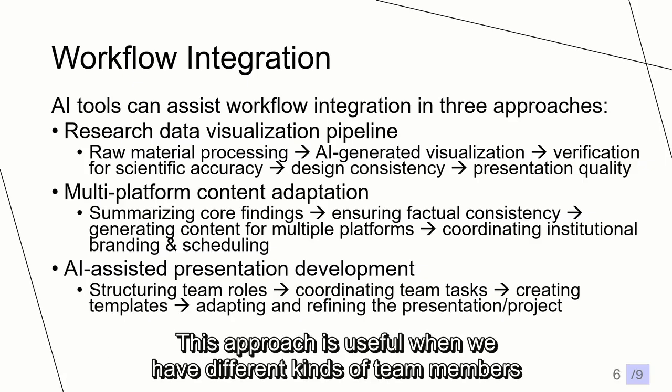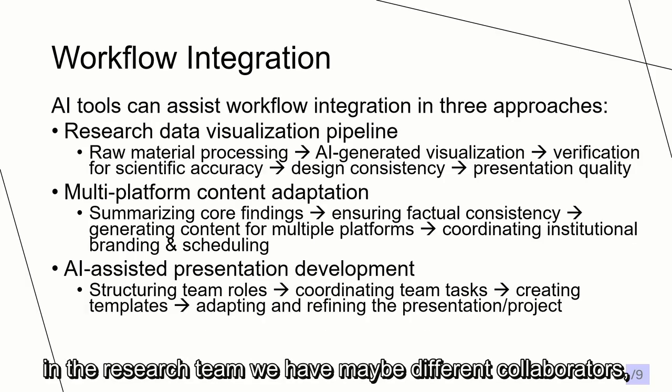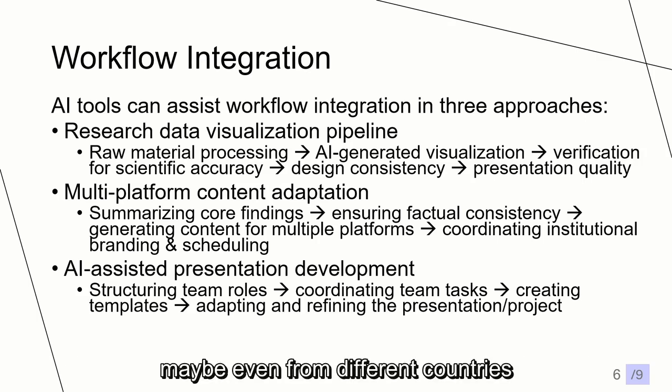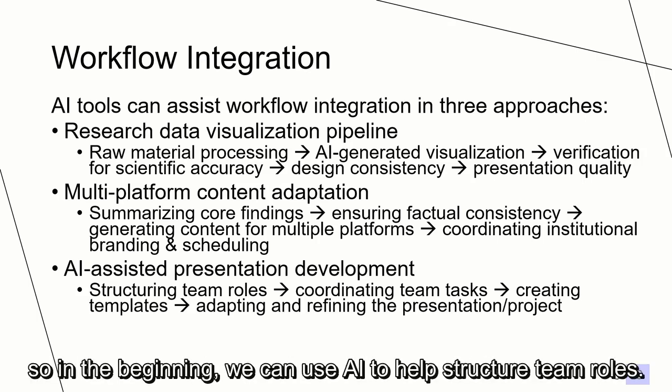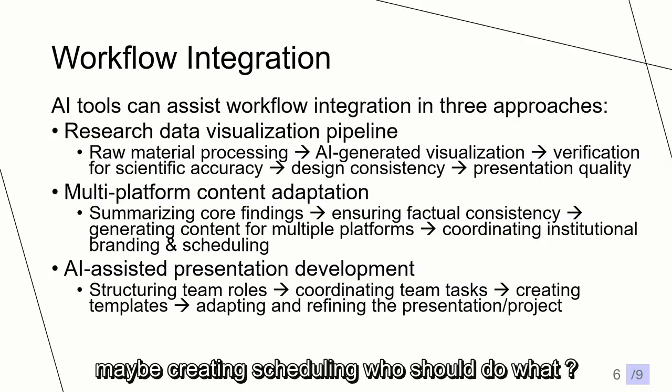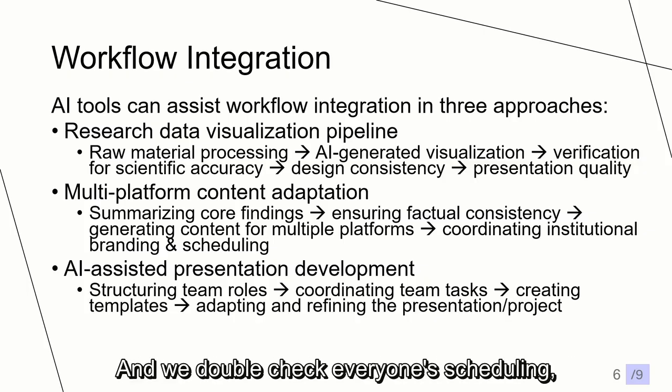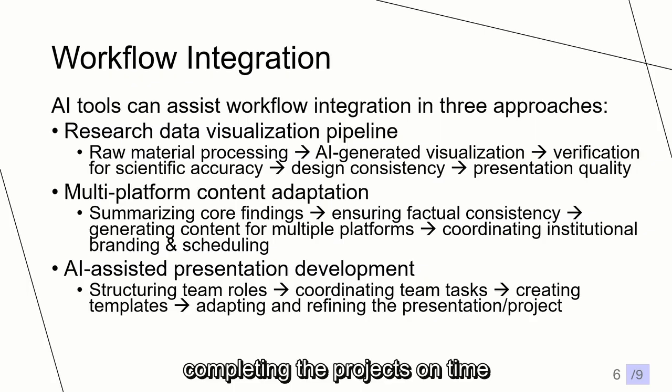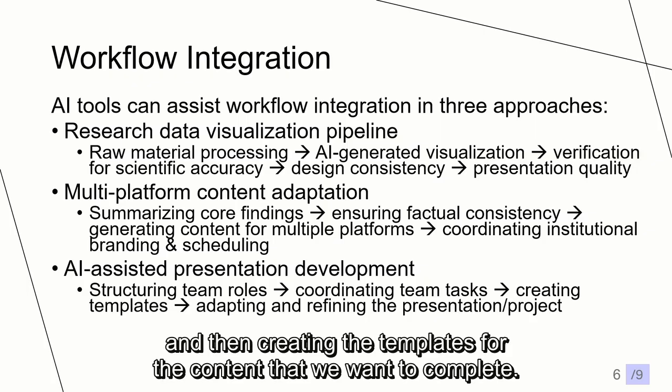And the third one is AI-assisted presentation development. This approach is useful when we have different kinds of team members. In the research team, we have maybe different collaborators, maybe even from different countries. So in the beginning, we can use AI to help structure team roles. Who should be responsible for what? And then we coordinate team tasks. Maybe creating a schedule, who should do what, and we double check everyone's scheduling, completing the projects on time, and then creating the templates for the content that we want to complete.